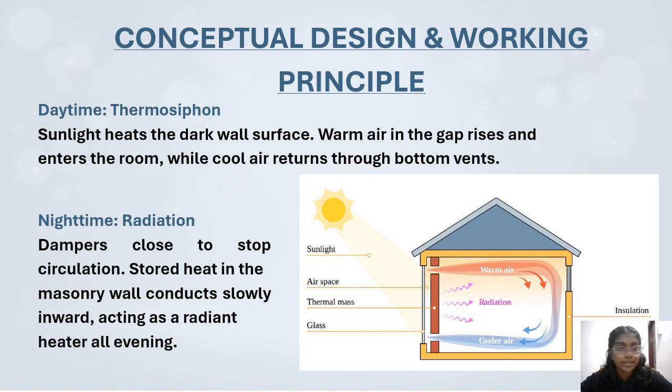And at night time, the vent dampers close to stop air circulation and prevent heat loss. The heat stored in the masonry wall during the day slowly conducts inward and radiates into the room throughout the night. Because of this delayed heat transfer, the Trombe Wall acts as a natural radiant heater and helps maintain indoor comfort even after sunset.